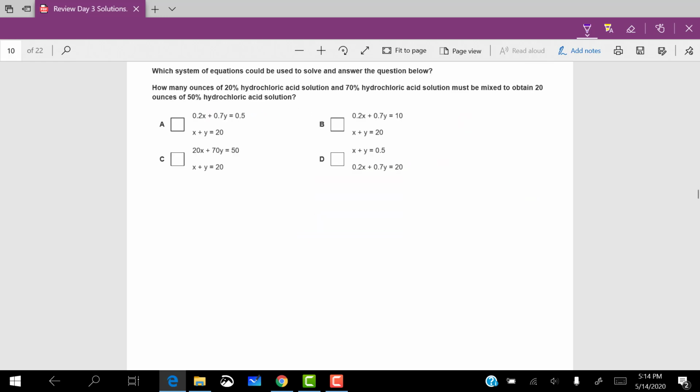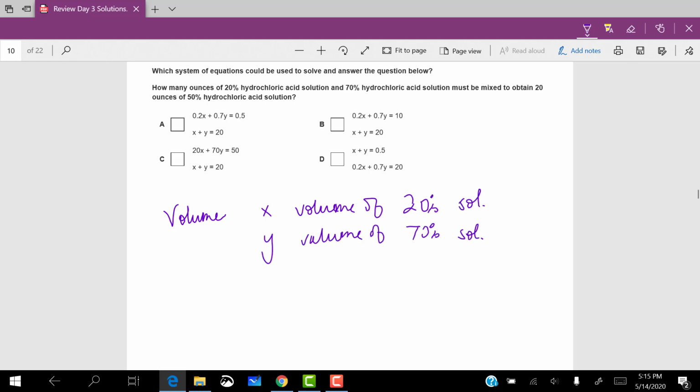For this one, we're just trying to find the system of equations that models this situation. So we've got a 20% acid solution and a 70% acid solution, and we want a 50% acid solution. So the first thing I'm going to do is make an equation about just total volume. I'll have x be the volume of the 20%, and y be the volume of the 70%. Altogether, when I add those two volumes together, I want 20 ounces. So that should be one of my equations.